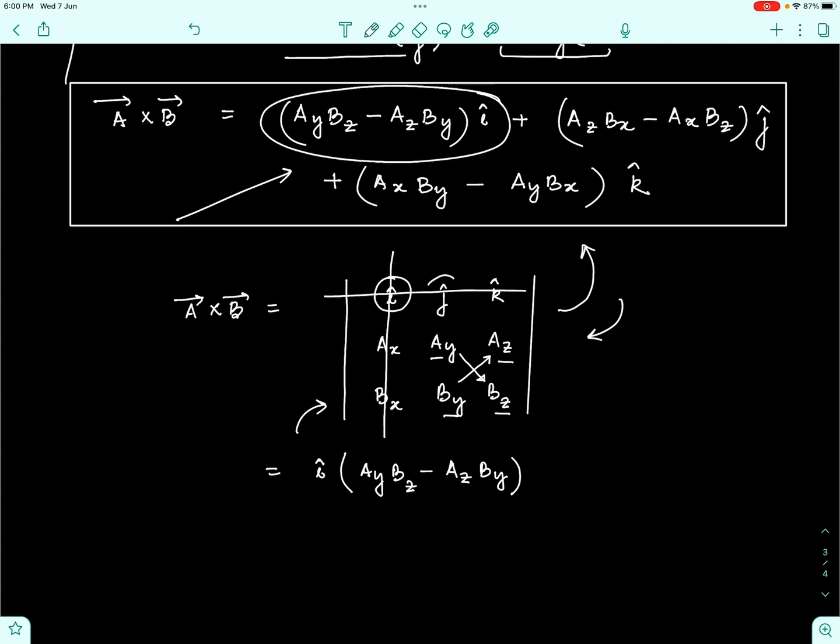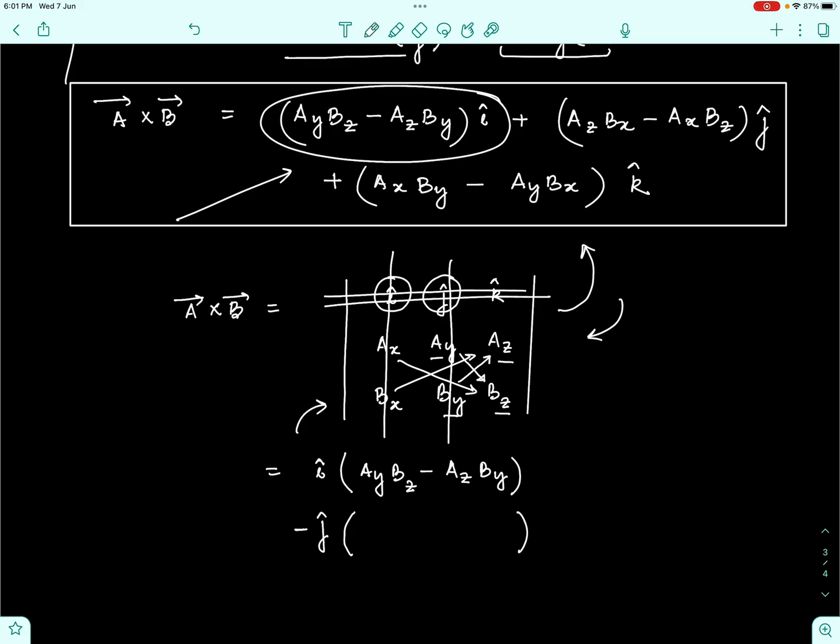Now, we take the second term of the first row, the J cap component. We write J cap. One important thing that you need to remember here is that when you write J cap, it has to come with a minus sign. This is something that you have to remember. So, J cap is written with a minus sign, and then you do the same thing that you have done in the first part while finding out the value of the I cap component. So, what you do is you leave the row and the column that contains J cap and you cross multiply the rest of the terms and put them with a minus sign in between.